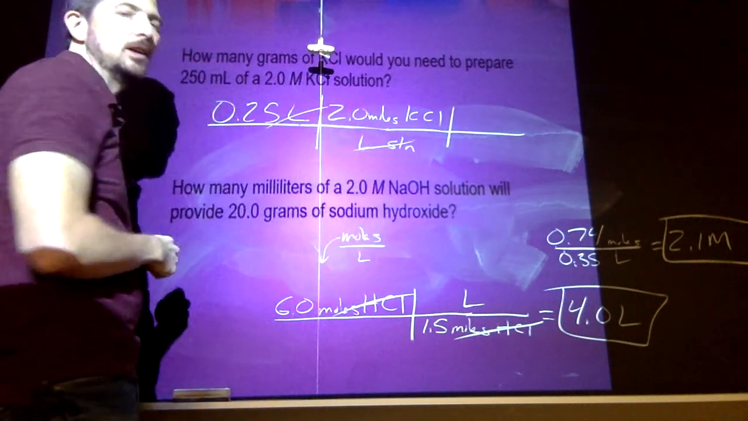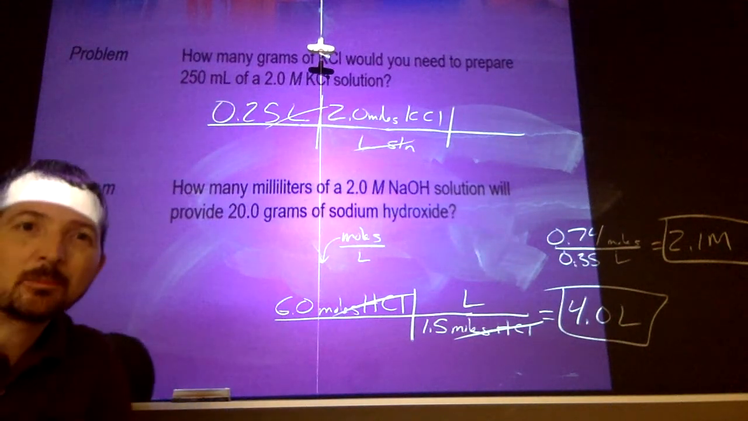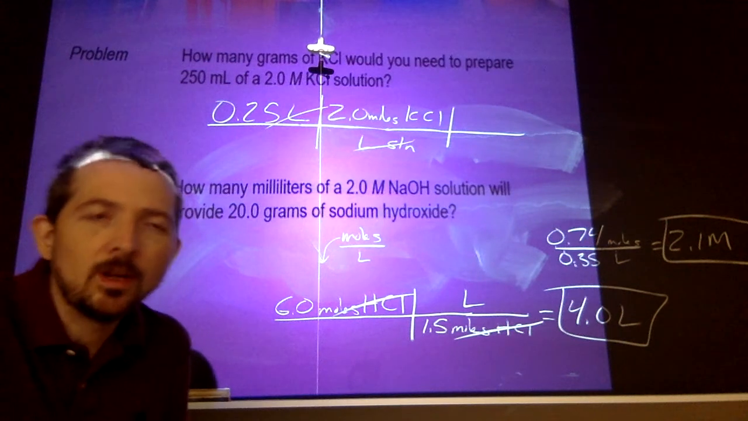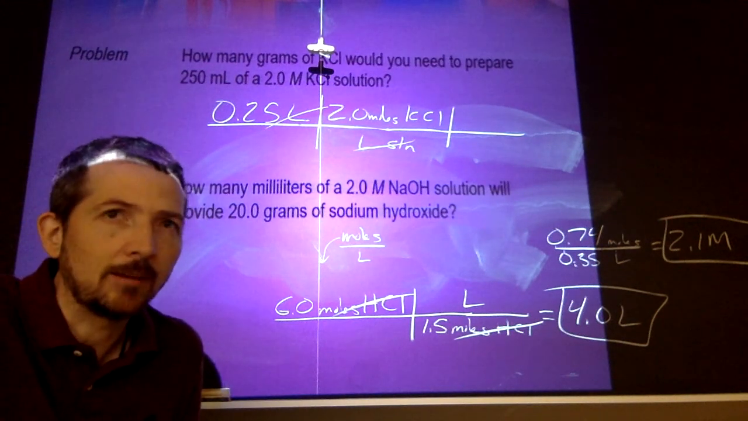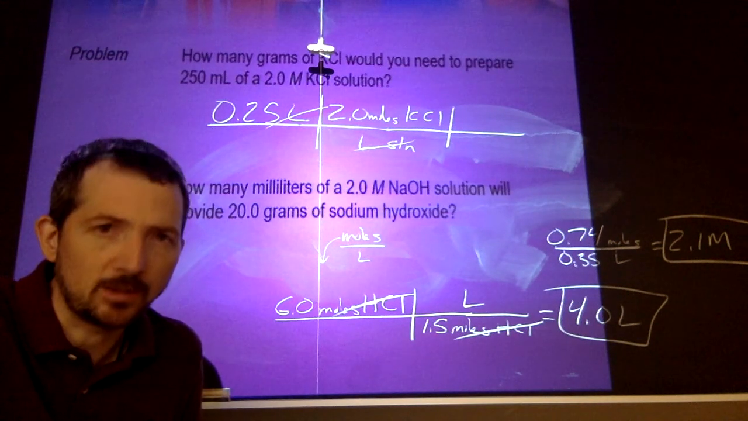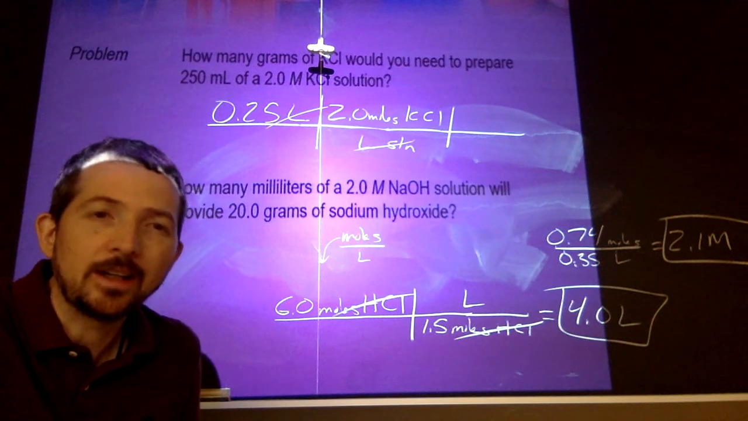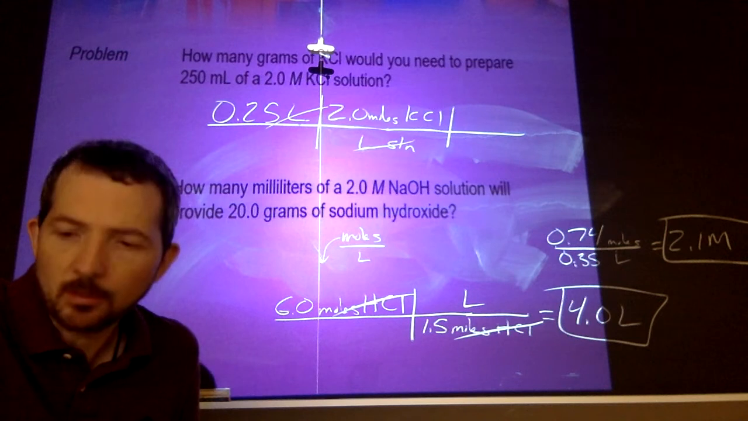So that way, my liters of solution cancel out. Now it says how many grams of potassium chloride. I want to make 250 milliliters of this 2 molar solution. So I'm going into the lab and I need to know how much potassium chloride I need to add to it. I've got moles of potassium chloride I need to add now. So now I need grams. And to go from moles to grams, you need the molar mass.